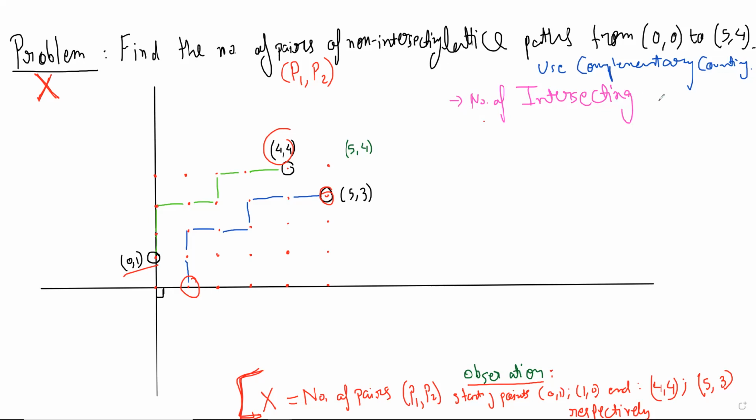Number of intersecting paths from 0, 1 and 1, 0 to 4, 4, just writing the same thing again. And then we can subtract from the total. The total you can count. Let's focus on this. Then let me draw a picture which intersects.